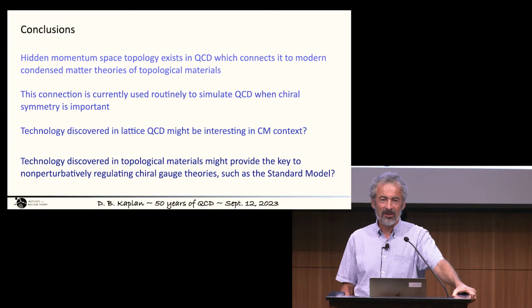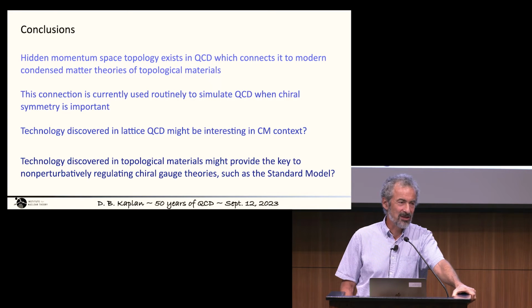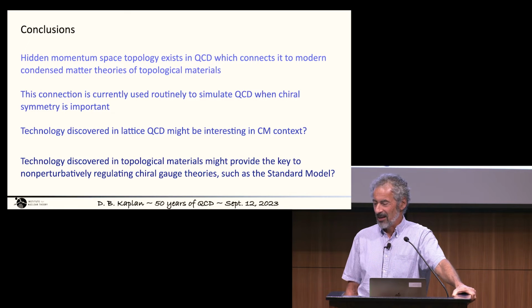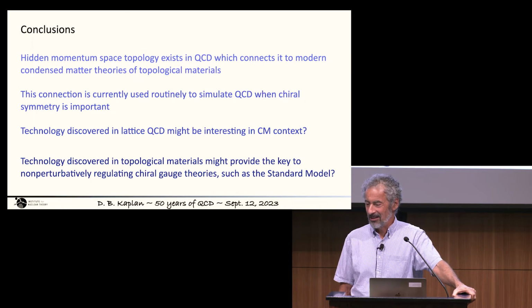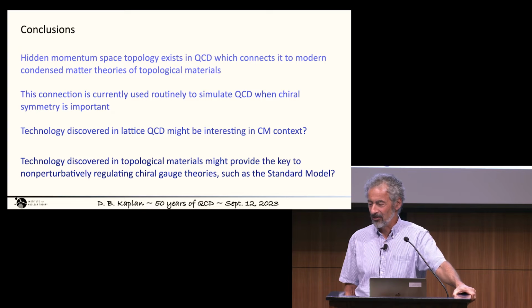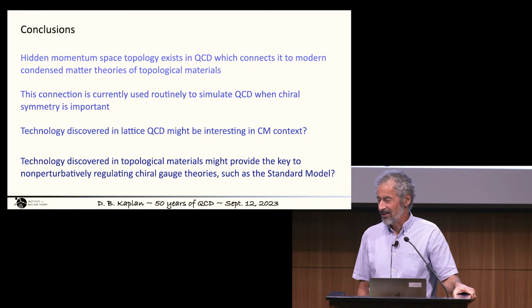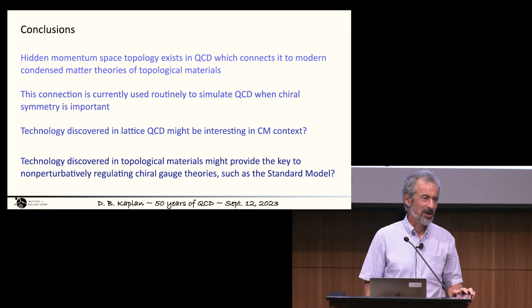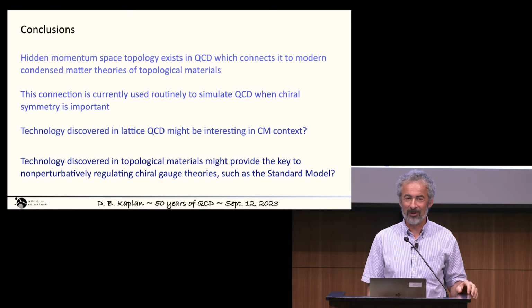It's possible that some of the developments that Lattice QCD has developed and are unknown in the condensed matter world might be of interest to them. And finally, I'm hopeful that this technology could be useful for understanding chiral gauge theories. And just in general, I think it enriches my view of what the phase diagram for QCD in a theory of everything might actually look like. Thank you.